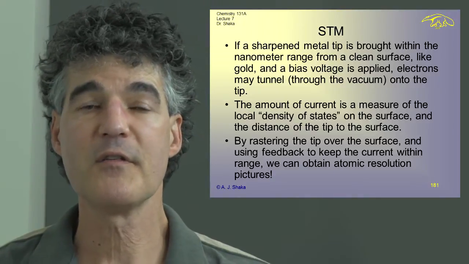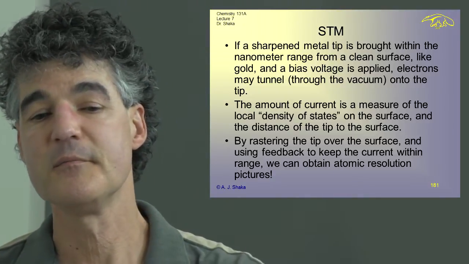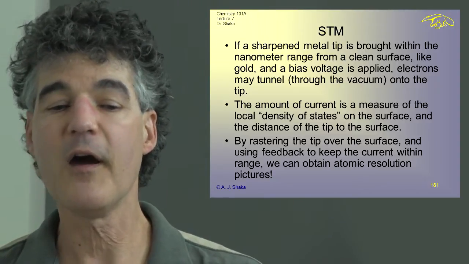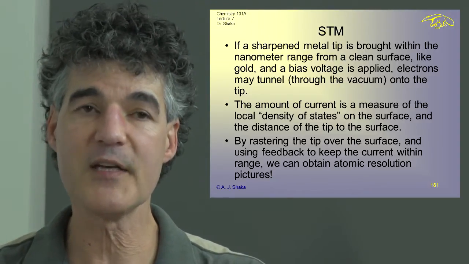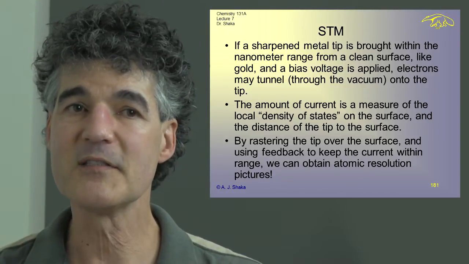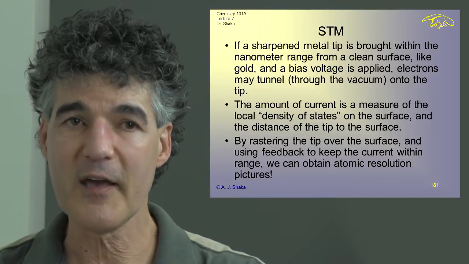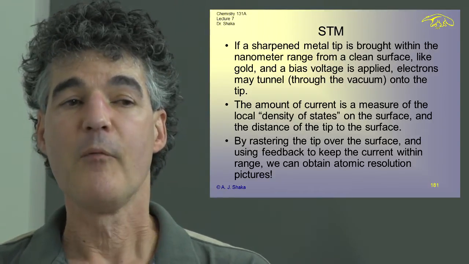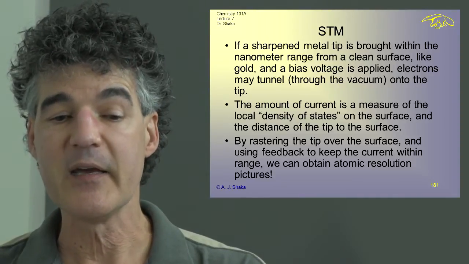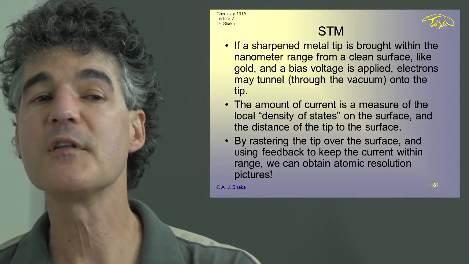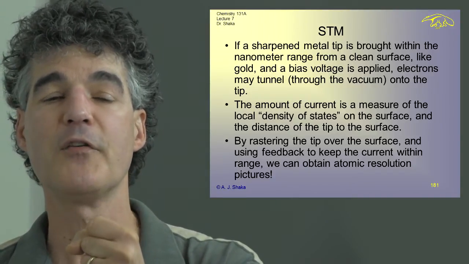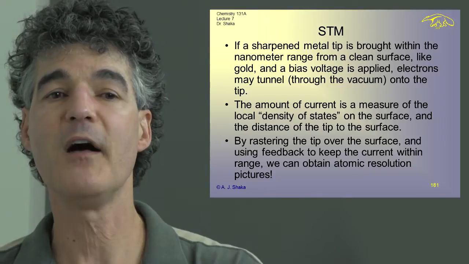If we raster the tip over the surface by moving it back and forth, and we keep track of where we are with a little system of piezoelectrics that's just like a GPS for your car, it knows exactly where the thing is, then what we can do is, if the current gets too big, we assume we're too close to the surface and we pull the tip up. And we try to keep the current at a certain value.